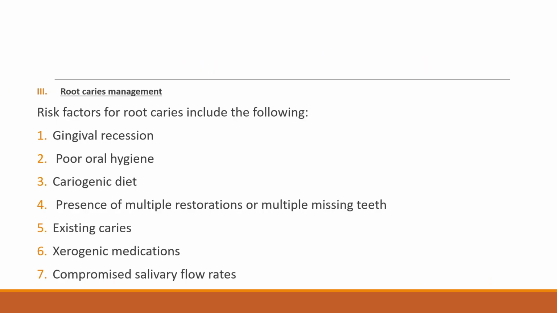Lastly, it is the root caries management. Root caries is a pervasive problem in a high percentage of older adults, mostly because of the medications that they take, because a large variety of medications have been known to cause dry mouth or reduction in the salivary flow. So risk factors for root caries include gingival recession, poor oral hygiene, cariogenic diet, presence of multiple restorations or missing teeth, existing caries, xerogenic medications, and compromised salivary flow rates.